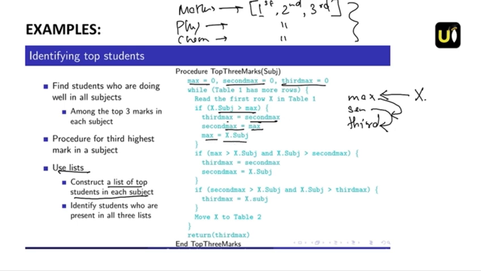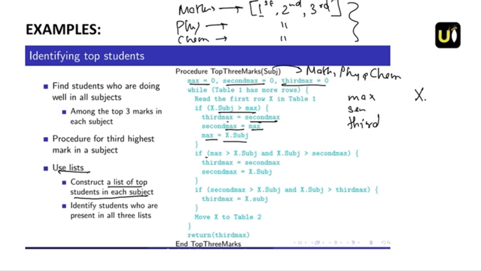So this is a procedure, right, for a particular subject. So here we can feed in the maths marks, we can feed in the physics marks, and we can feed in the chemistry marks, and we'll find the three highest marks in all these three subjects. So then if max we have the same procedure. So this was if the marks of x is greater than the maximum marks.